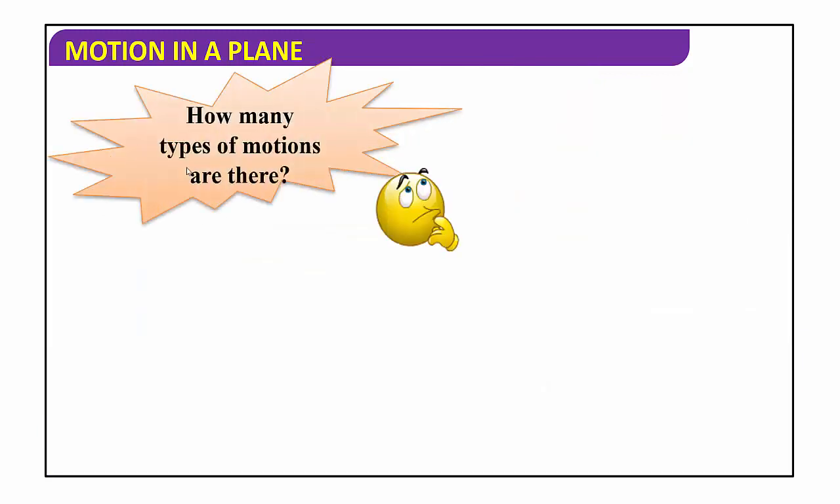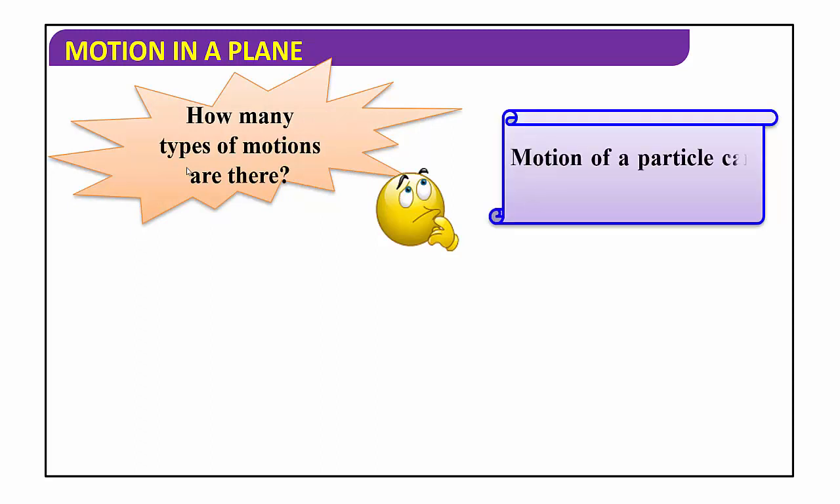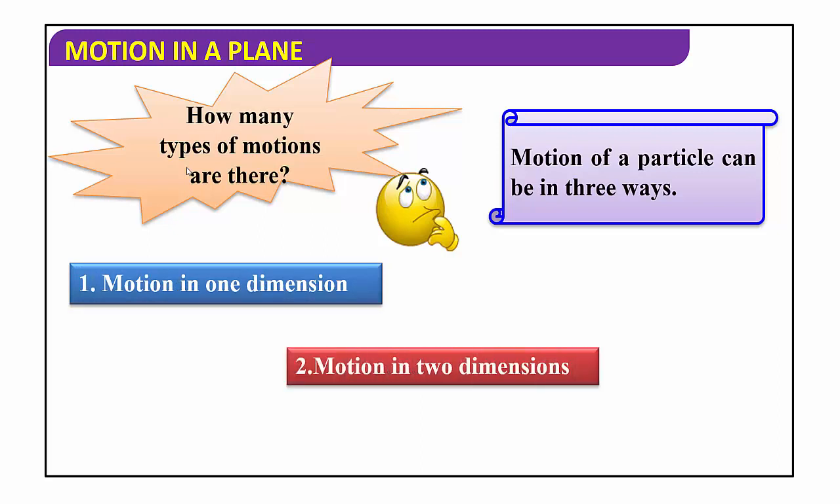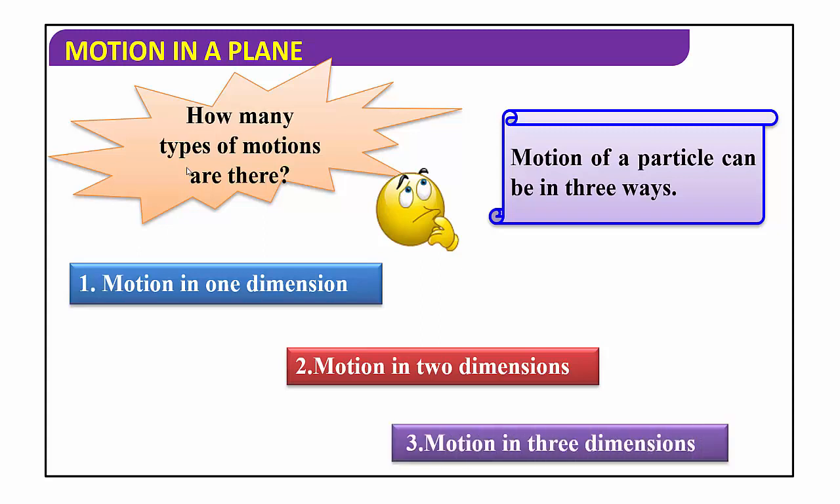Now the question arises: how many types of motions are there? We already studied that motion of a particle can be divided into three types. In three ways we get motion of a particle, and they are motion in one dimension, motion in two dimensions, and motion in three dimensions. These are the three ways for the motion of a particle.